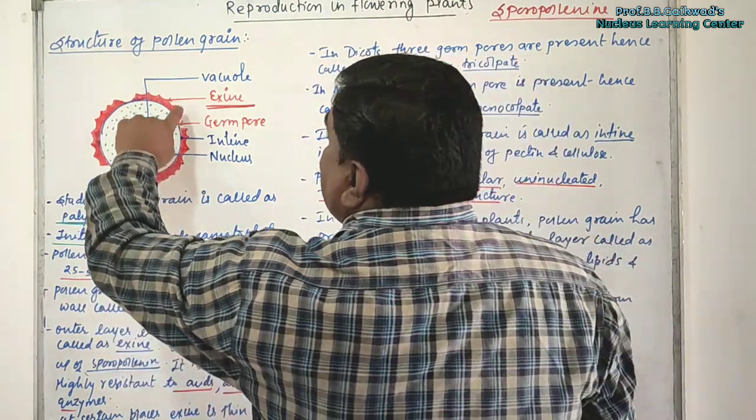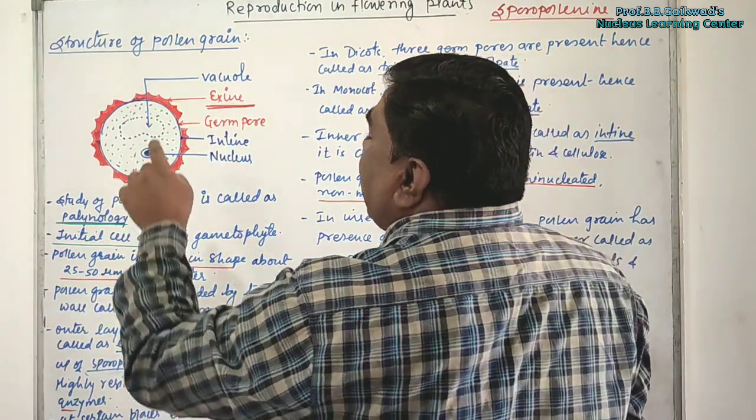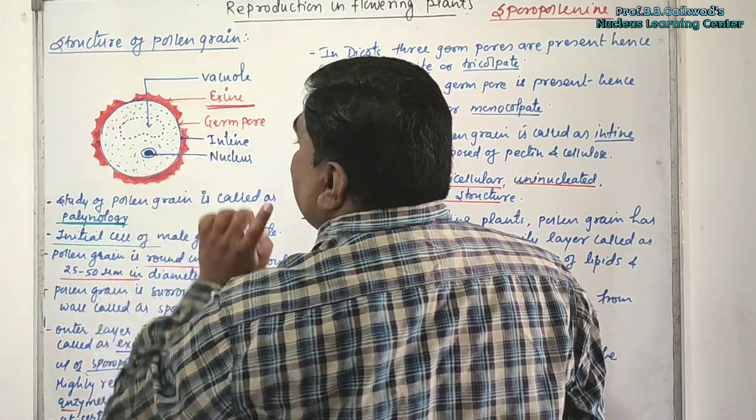The exine is not a continuous layer. The exine is absent or very thin at certain places.